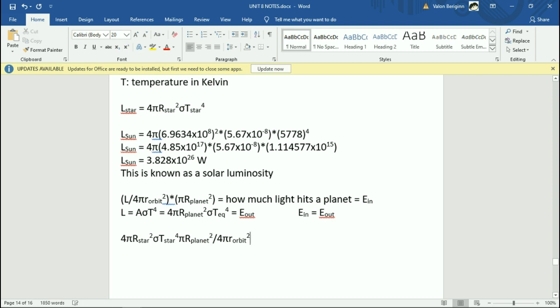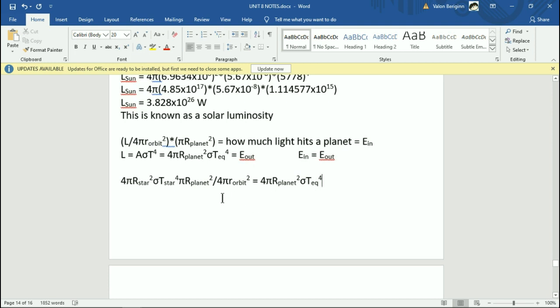And that then equals 4 pi r planet squared sigma t eq to the 4th. Okay, that looks incredibly gross, but there are some things that actually make this not so terrible. For one, notice we have 4 pi divided by 4 pi. So we can just get rid of those 4 pi's. So we have r star squared sigma t star to the 4th.